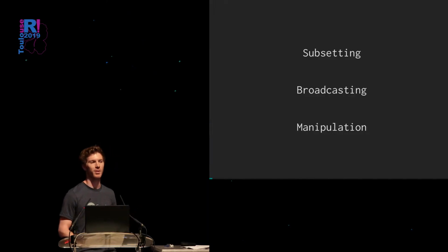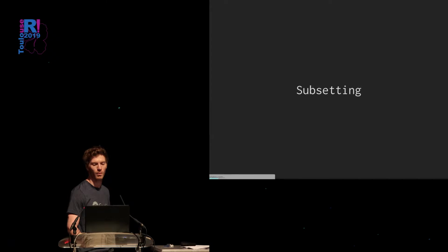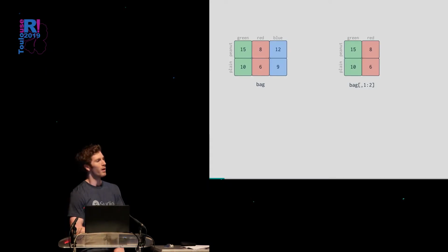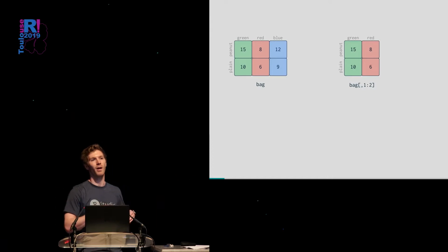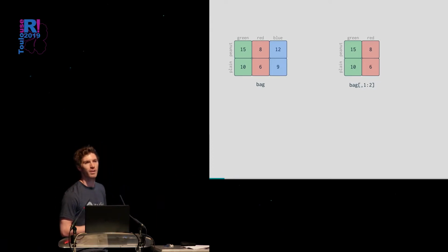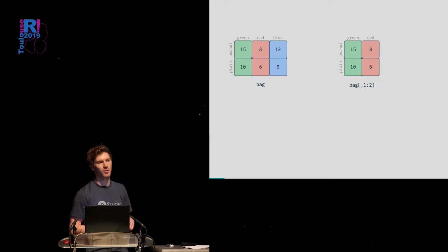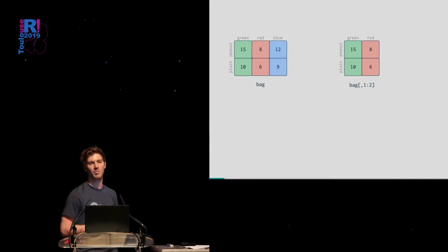There are 3 things I'm going to be talking about. The last 2 are somewhat related to broadcasting. The first one is on subsetting, so let's start with that. Here I've got my bag of M&Ms, and I might say, you know what, I just care about the green and the red ones today. Give me that information. Immediately, you might do bracket, comma, 1, 2. That seems intuitive. You get the green and the red columns back.